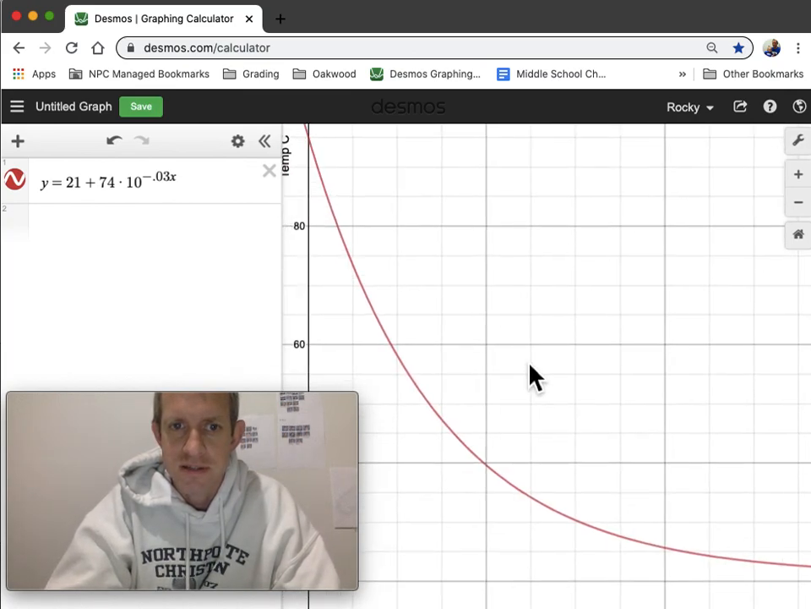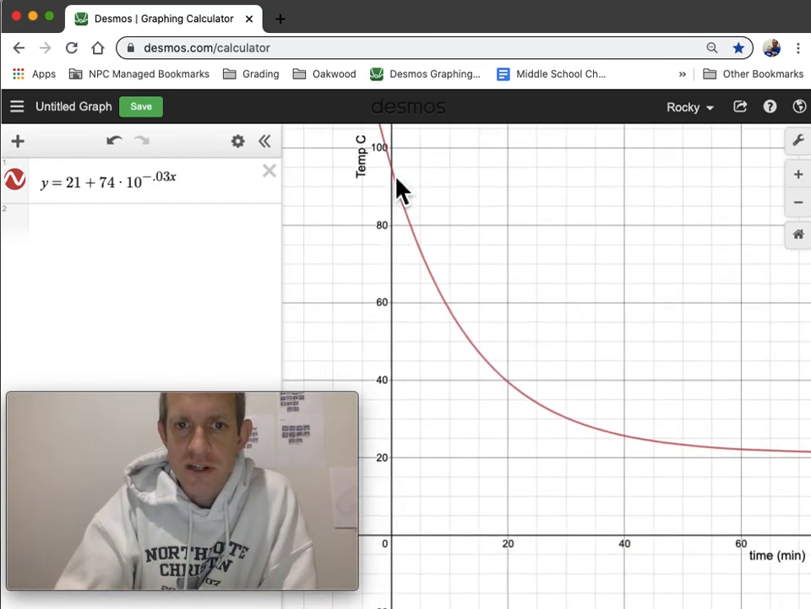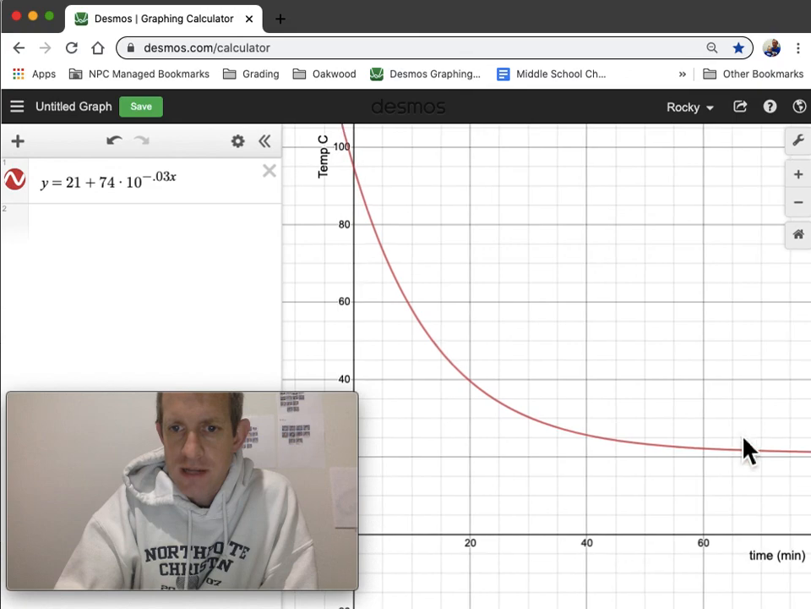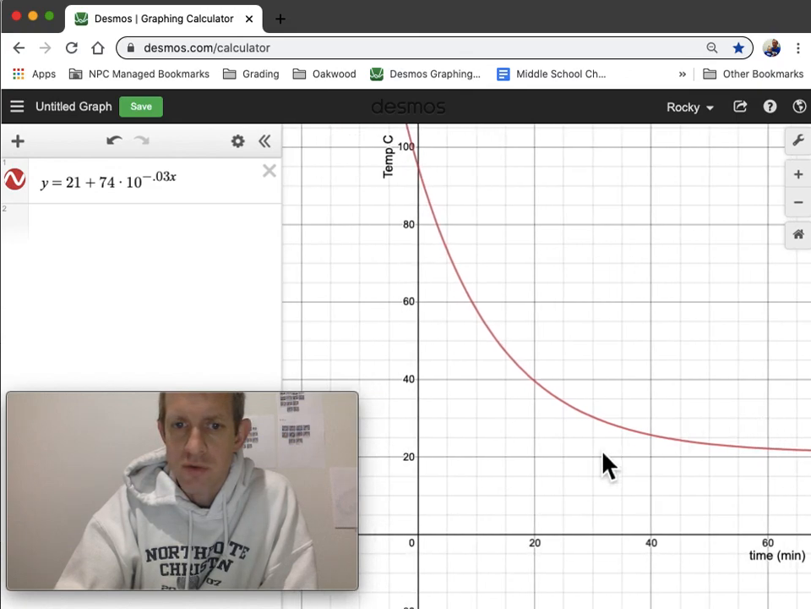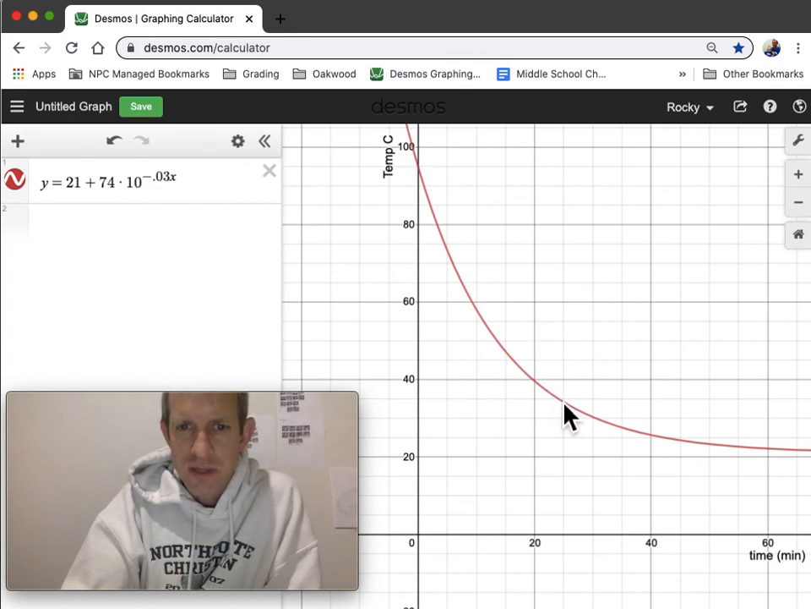Ah, yes. Here's a good one. Scroll out just a little bit. So this is the starting temperature of the coffee and it cools down significantly. Notice it's got an asymptote, and that would be whatever room temperature is in your location. Looks like that's close to 20. Well, it's exactly 21 from our formula here. But the real question is, how do I use this to help me answer the questions?